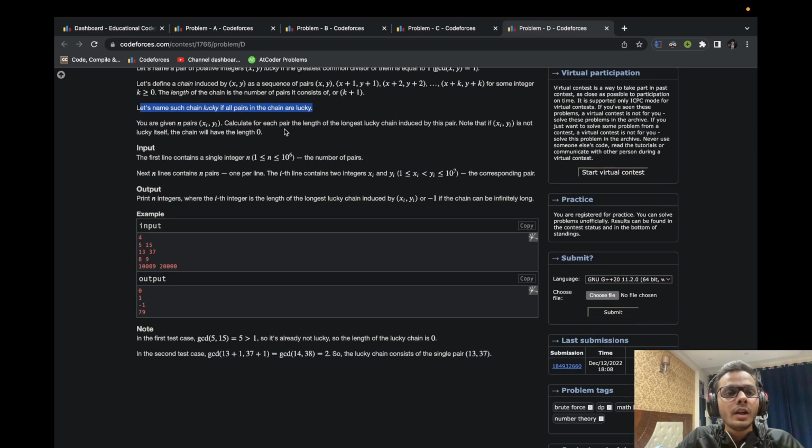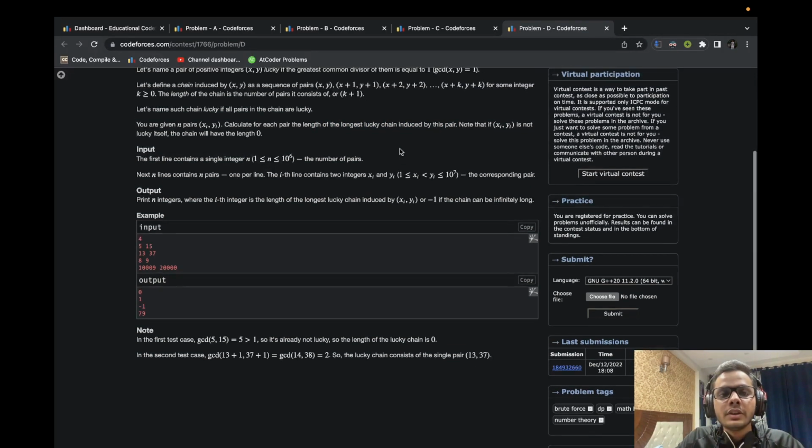Okay. Now we are given n pairs, and what we need to do is calculate for each pair the length of the longest lucky chain which is induced by this pair. So we'll start from (xi, yi) and we'll look at (xi+1, yi+1) and so on, and we'll try to find out the biggest chain such that all the numbers still remain co-prime starting from every (xi, yi). Right.